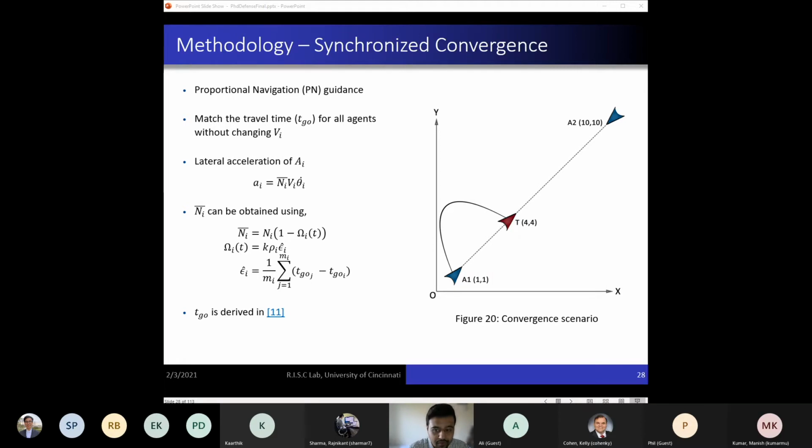So if we can change the lateral acceleration of A1 and force it to take a curved path, we can match their arrival time or time to go. The equations express the exact same thing.